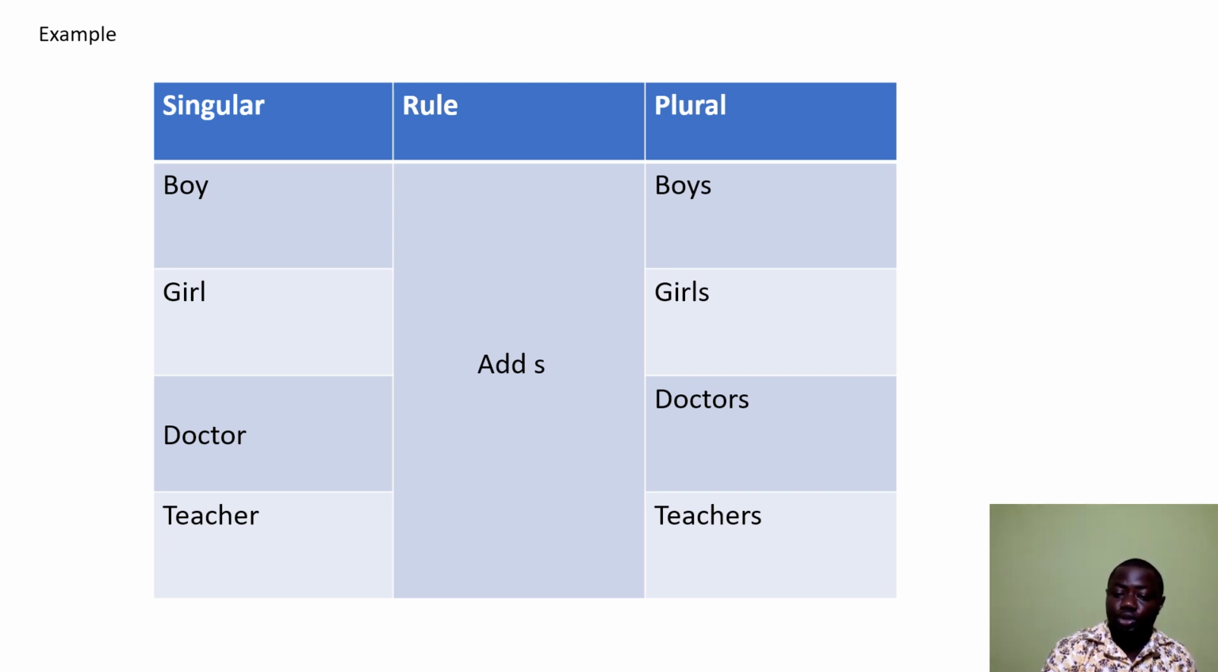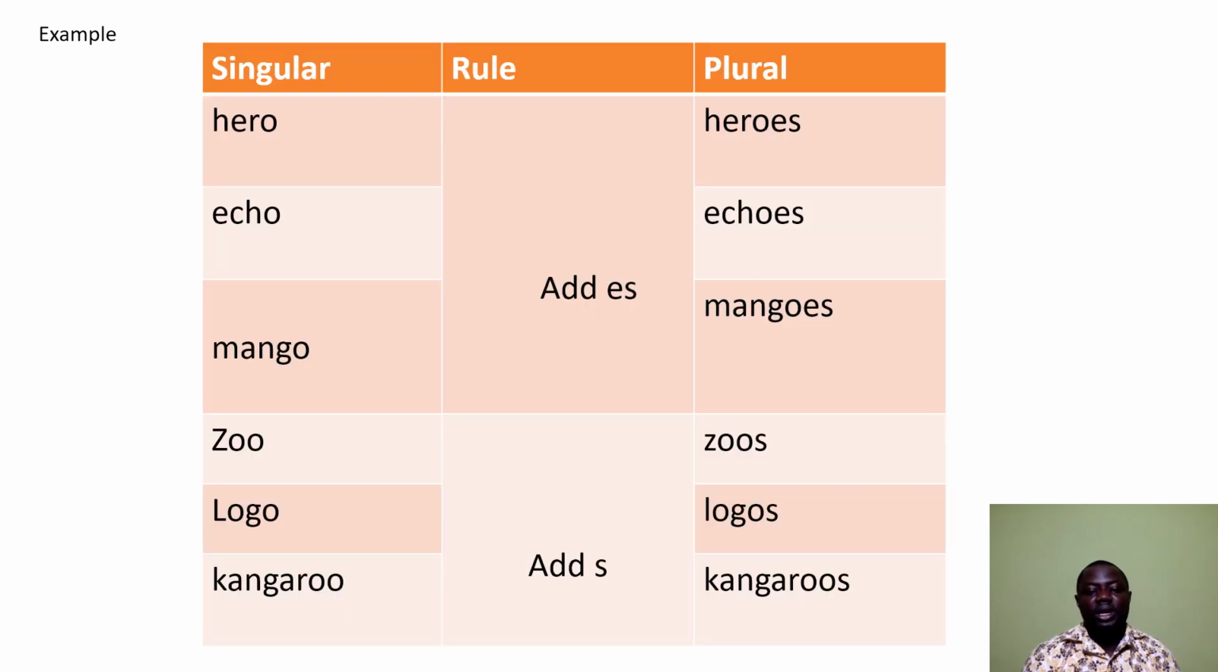Okay, to form their plural, you add s. These ones, you add es. This is the rule for these nouns: hero, especially those that end in o. Not all of them though, but most of those that end in o have es at their end. So hero becomes heroes, echo becomes echoes, mango becomes mangoes. I hope you are familiar with this. Mangoes, you add es.